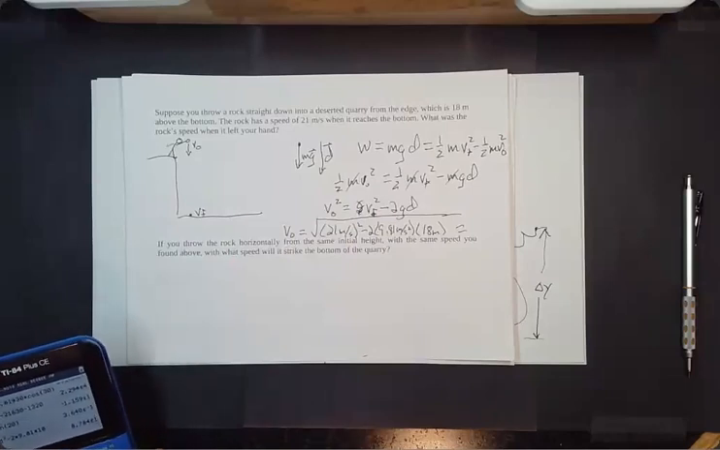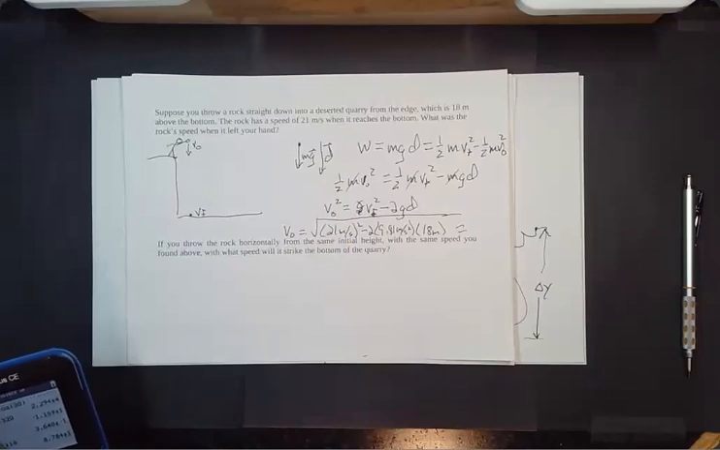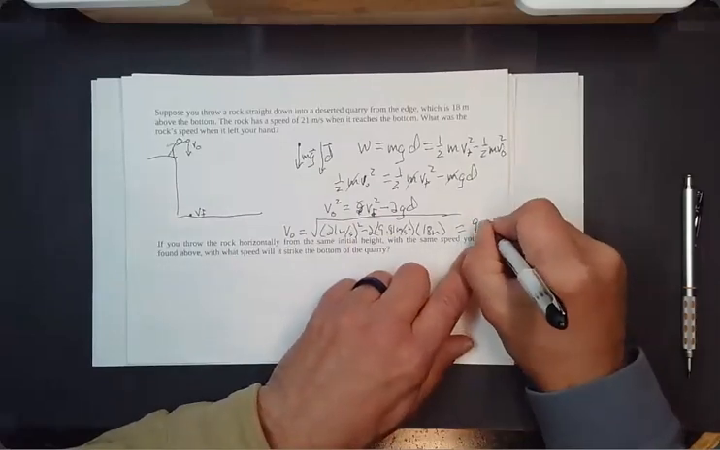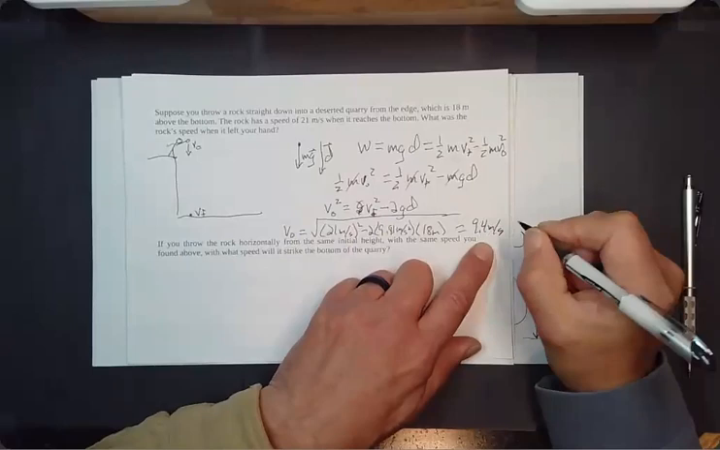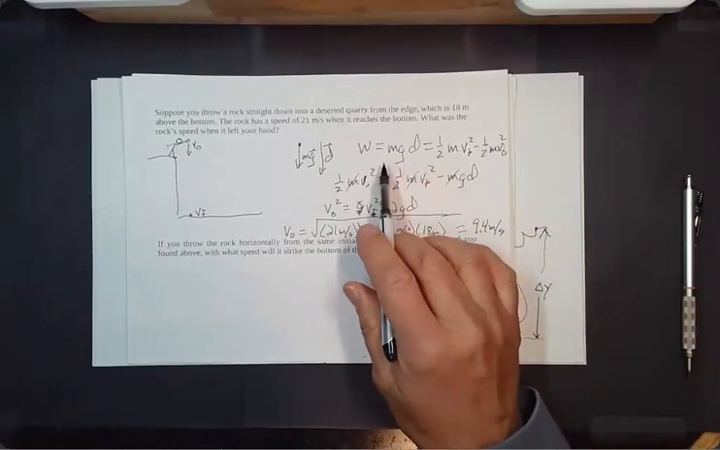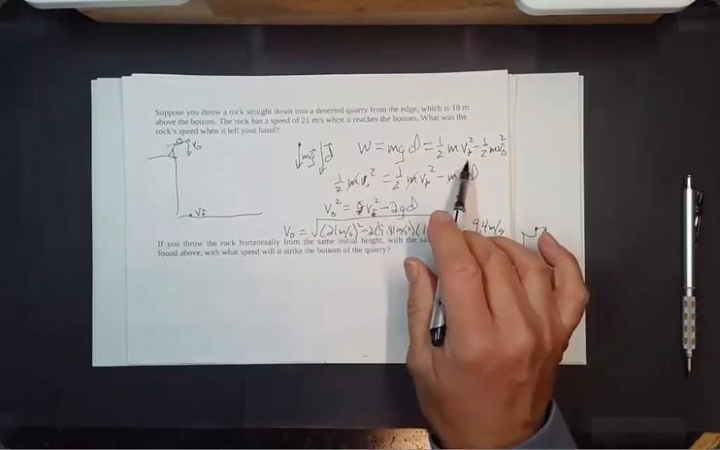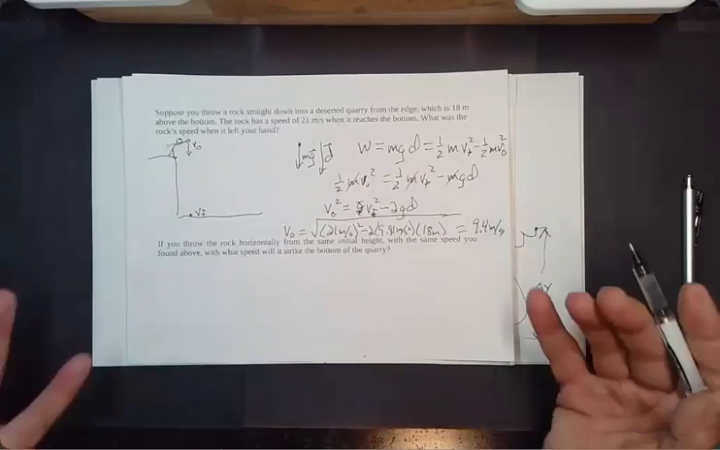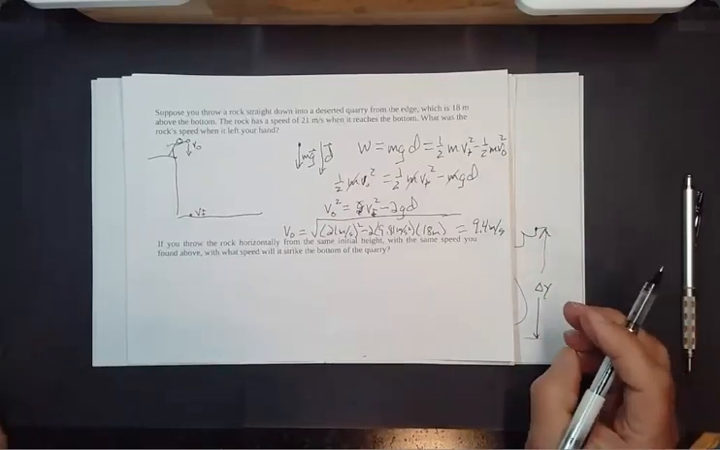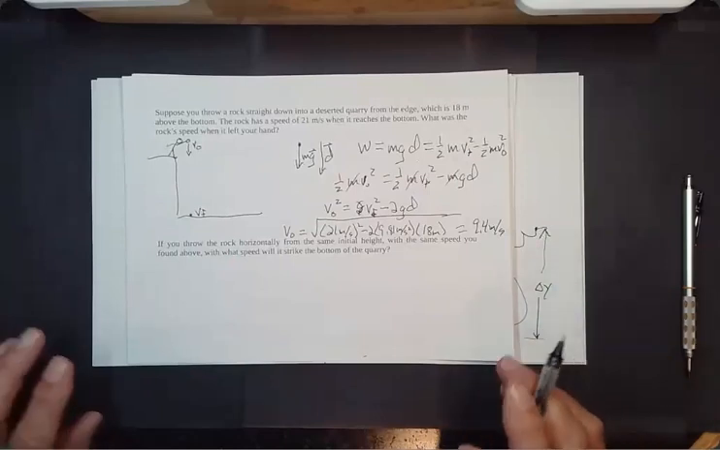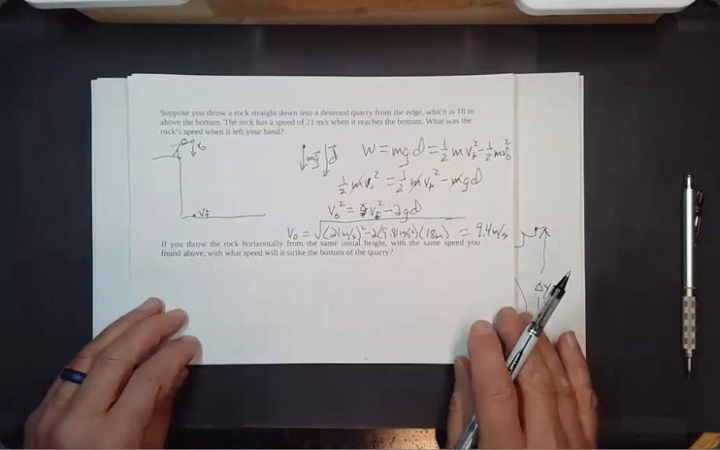Okay, I need to take the square root of that. 9.4 meters per second. Okay, that wasn't bad. I mean, really, what we were solving was mgd equals 1/2 mv final squared minus 1/2 mv naught squared. And sometimes energy stuff makes things really easy. Sometimes it makes things possible that are not at all possible without it.